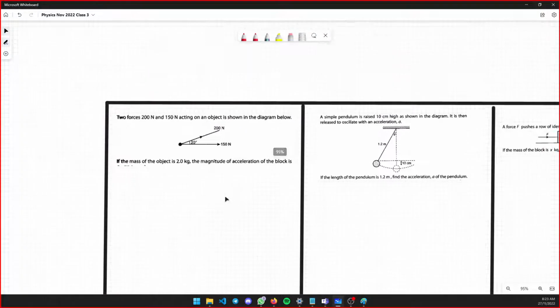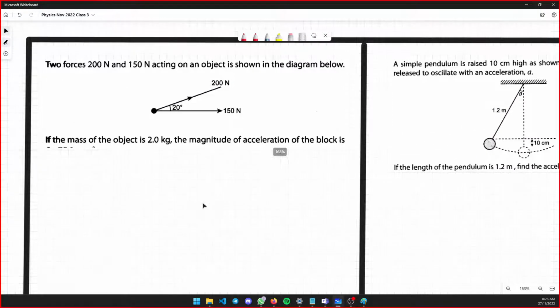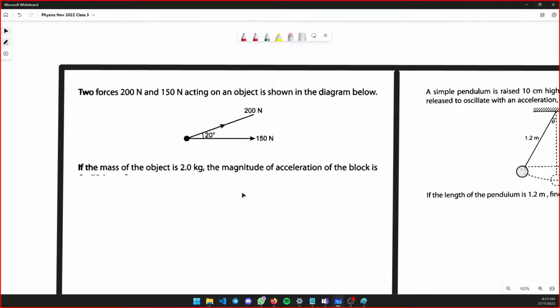Okay, I'll go with you guys on the first question. Maybe bring you guys back up to speed. I'm pretty sure you left this chapter a long time ago, so I'll try to refresh your minds. There are two forces, 200 newtons and 150 newtons, acting on an object, shown on the diagram below. If the mass of the object is 2 kilograms, the magnitude of acceleration of the block is?